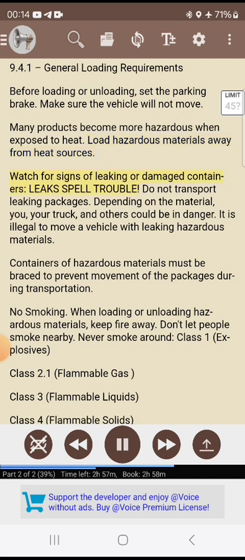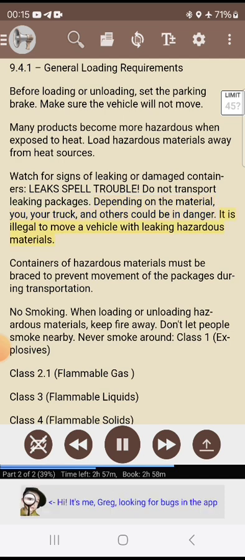Leaks spell trouble. Do not transport leaking packages. Depending on the material, you, your truck, and others could be in danger. It is illegal to move a vehicle with leaking hazardous materials. Containers of hazardous materials must be braced to prevent movement of the packages during transportation. No smoking. When loading or unloading hazardous materials, keep fire away. Don't let people smoke nearby.